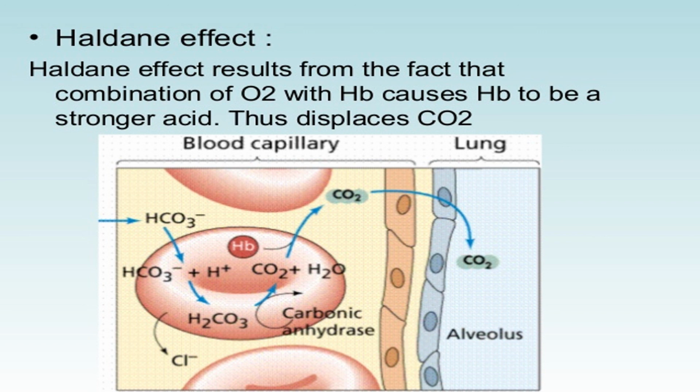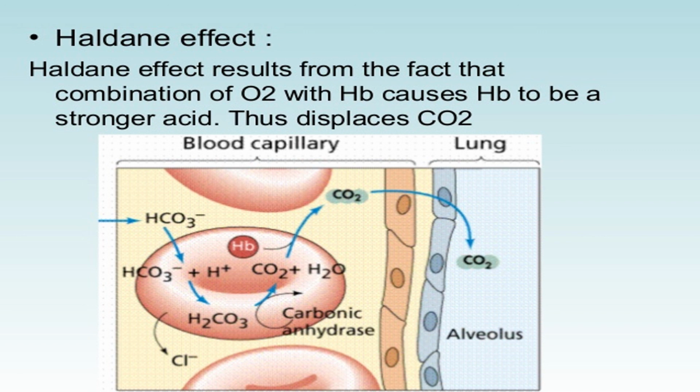Okay, binding of oxygen with the hemoglobin tends to displace the carbon dioxide from the blood. So that effect is called Haldane effect. Okay, oxygen dissociation from the hemoglobin is Bohr effect. So binding of carbon dioxide with the hemoglobin is Haldane effect. So combination of oxygen with the hemoglobin causes Hb to be a stronger acid. Thus it displaces the carbon dioxide.